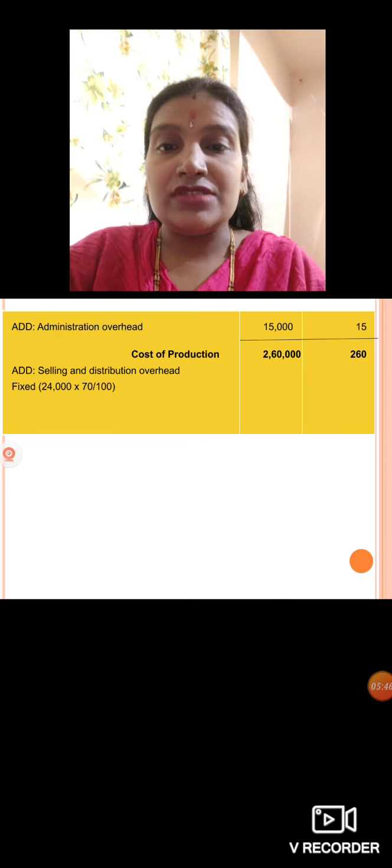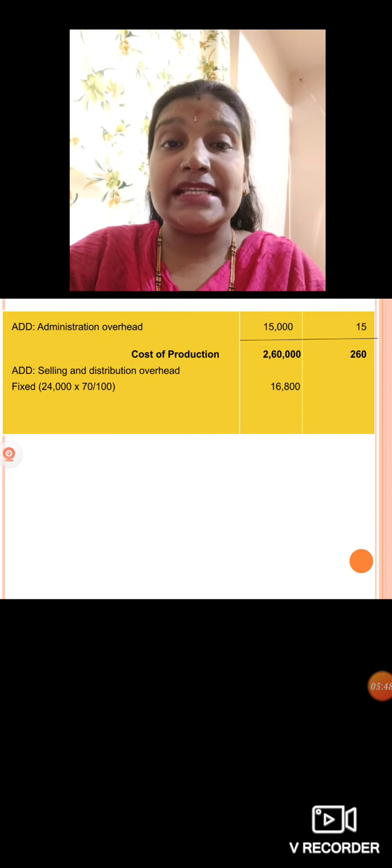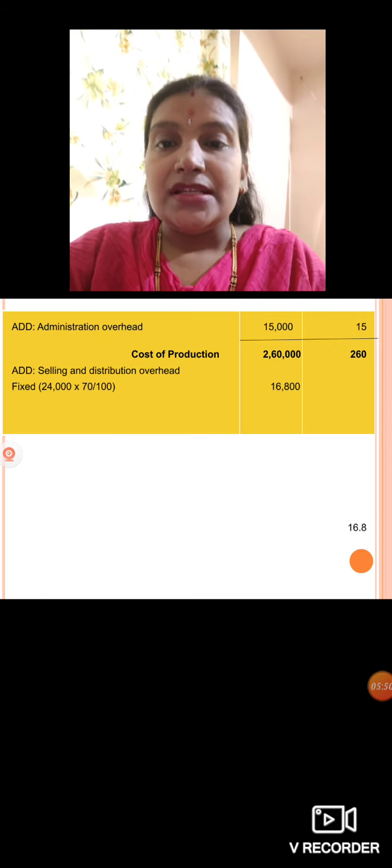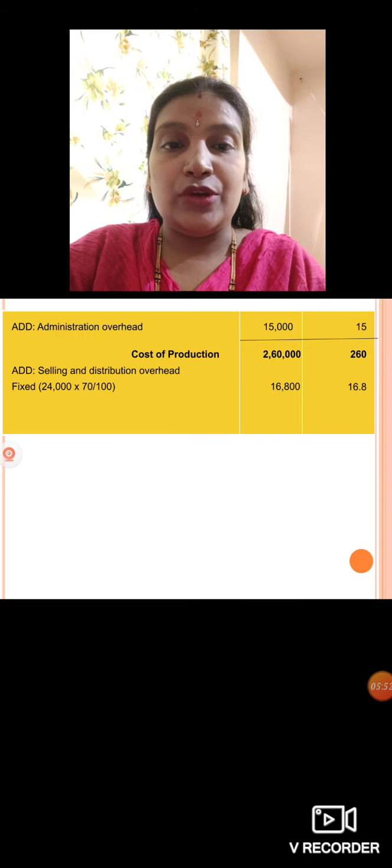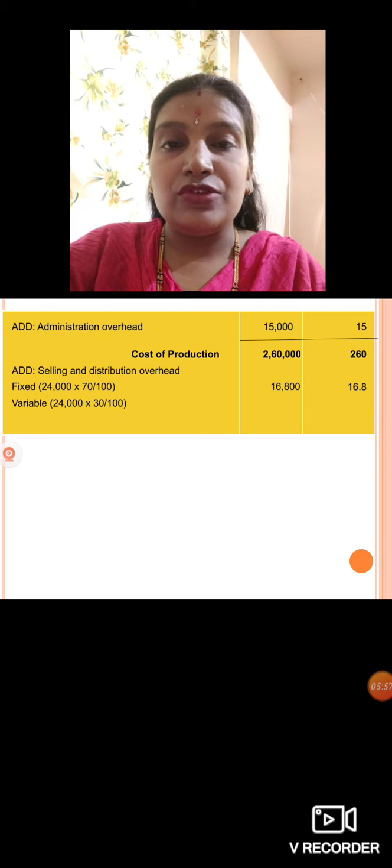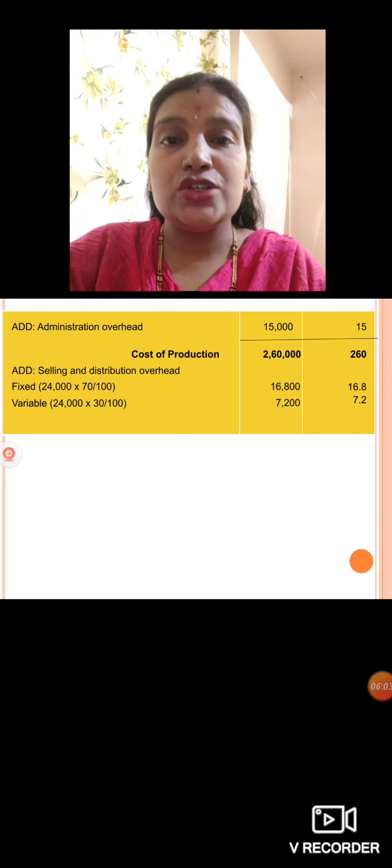So 24,000 into 70%, you'll get 16,800. Then the fixed overhead per unit, you will get 16.8, divided by 1,000. Then variable overhead you have 24,000 into 30%. You will get it as 7,200. Divided by 1,000 units you will get 7.2.